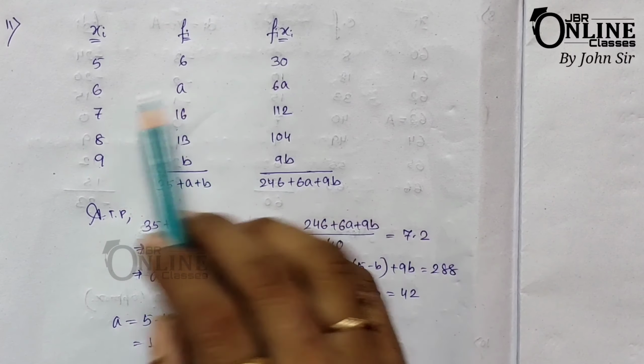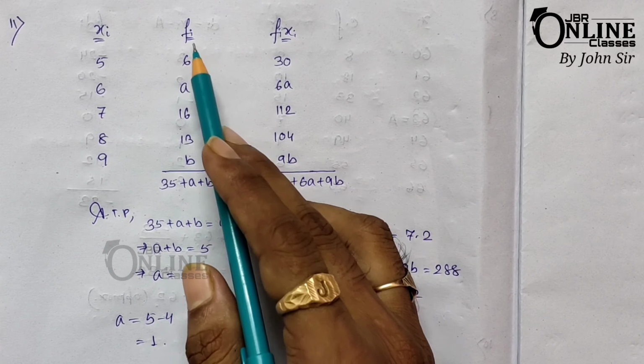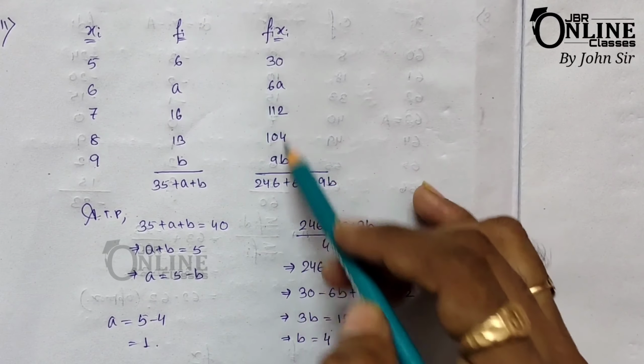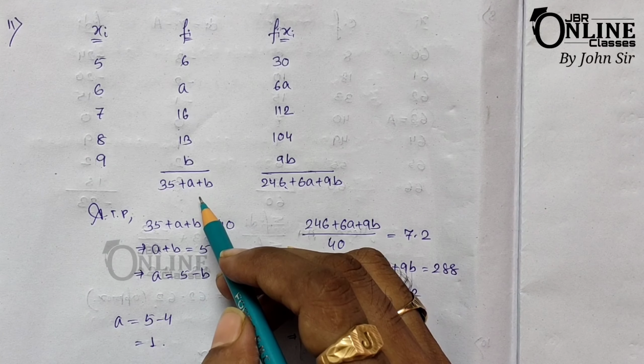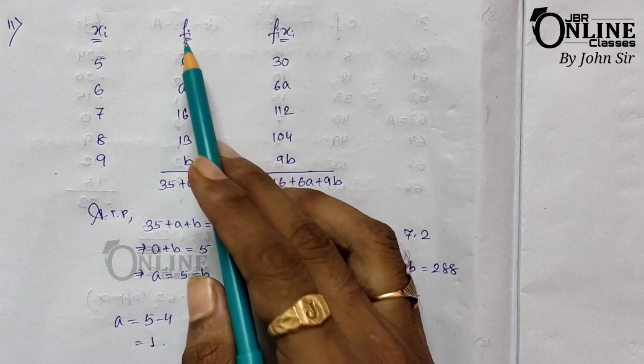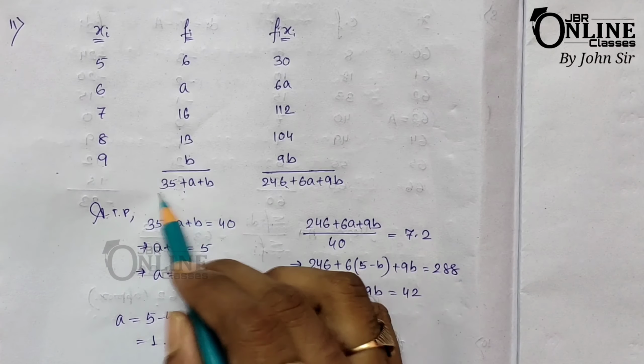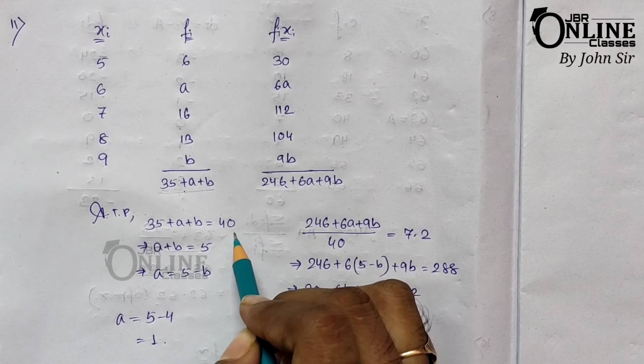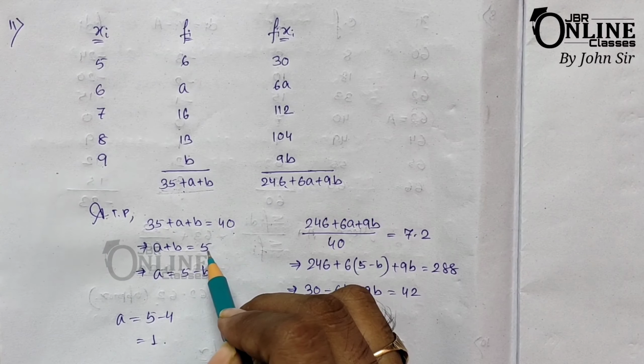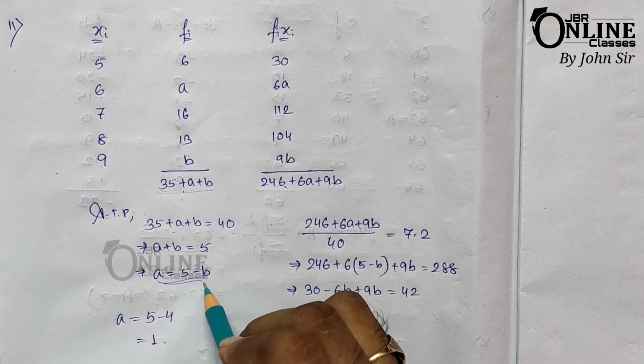So 5 into 6, 30, 6 into a, and then find out the summation of this one and the summation of this one. Okay, as the total number of students equals 40, that means here the total frequency will be 40. So according to the problem, you can easily write down 35 plus a plus b equals 40. Then a plus b equals 5, and then a equals 5 minus b.